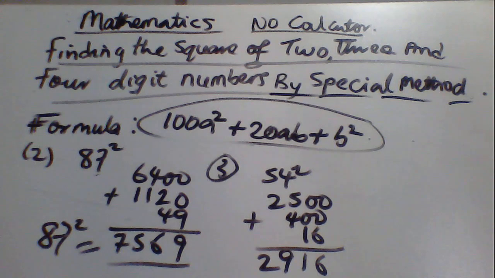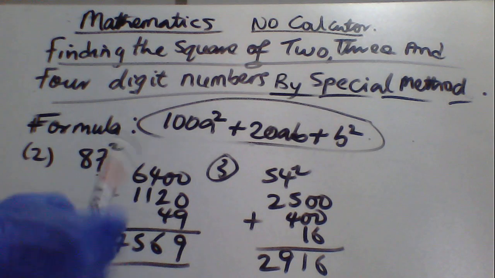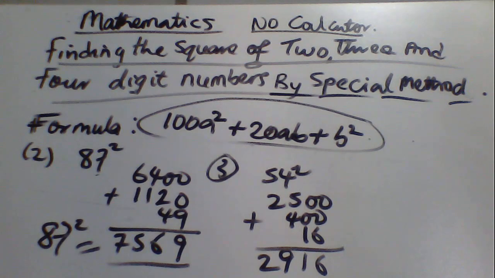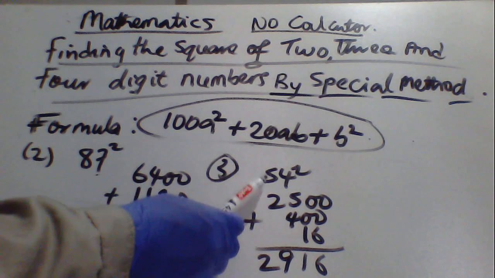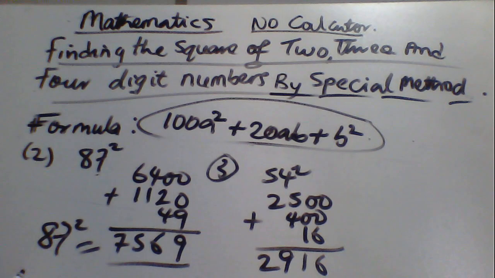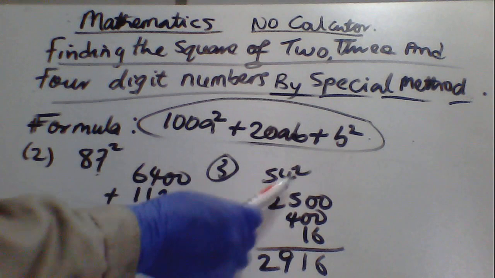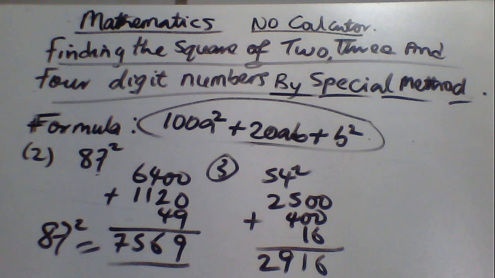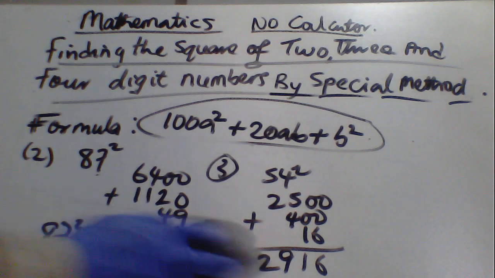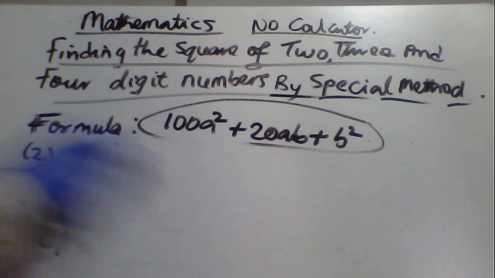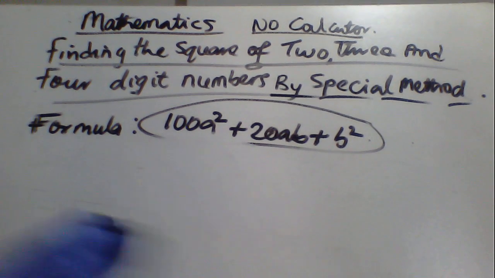Any questions? The secret here is to square the first number and multiply it by 100, which gives us 2,500. Multiply 5 by 4, which gives us 20. Times it by 20, which gives us 400. Square the last one, which gives us 16. You sum up. So it is very easy. Now let's look at another example.